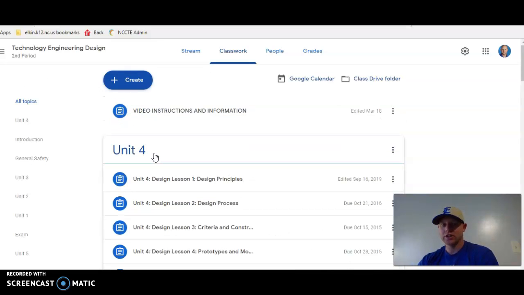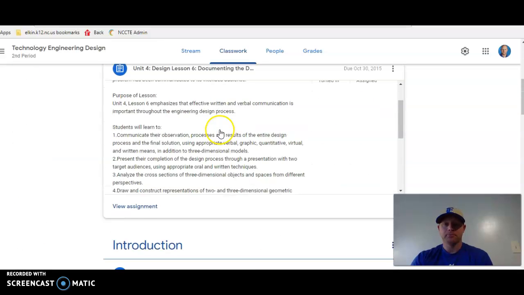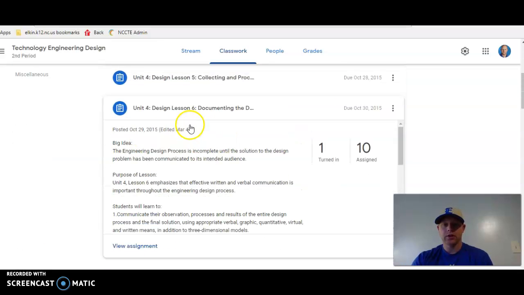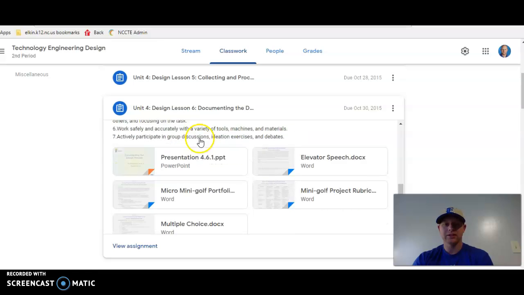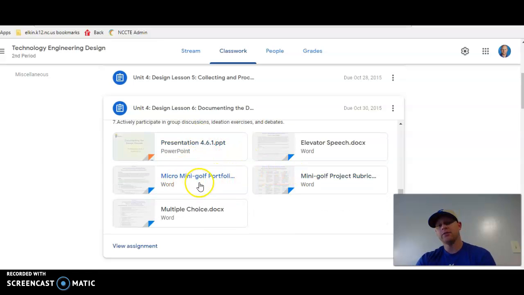You're in technology, engineering, and design. Just showing you today kind of where I want you to go. Yesterday, I had you working in Unit 4, Lesson 6, and I'd ask you to finish up working on 1 through 7 for your micro mini golf portfolio.